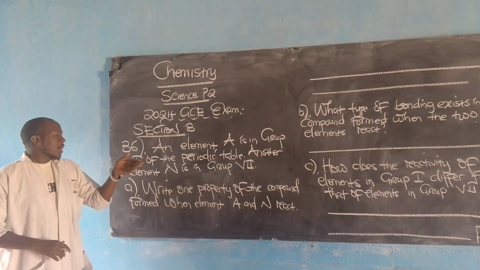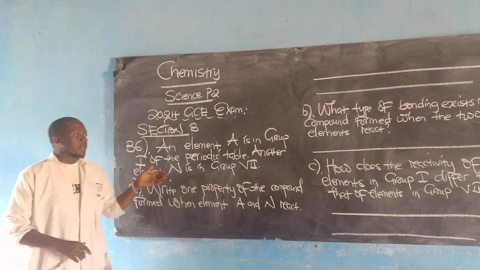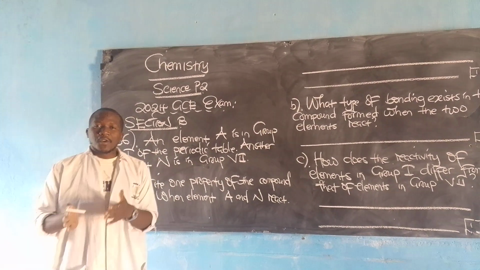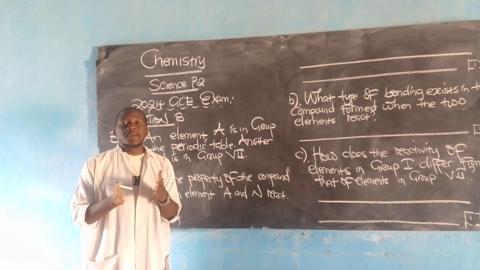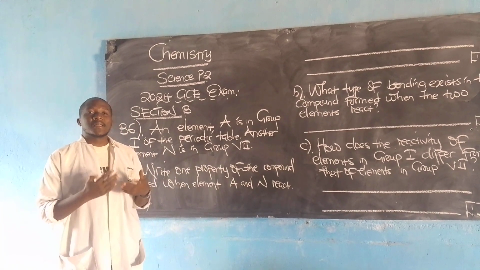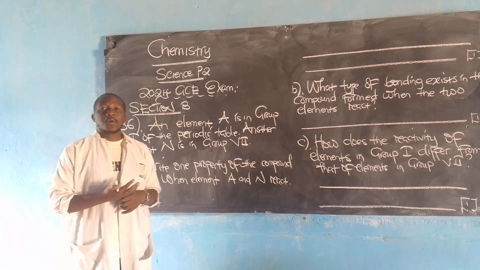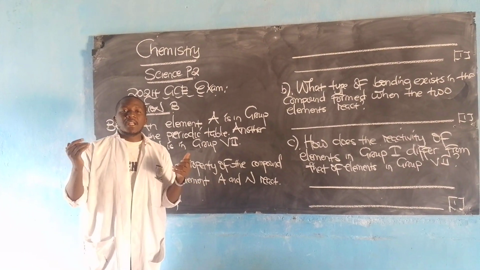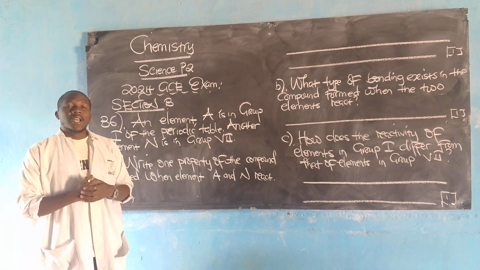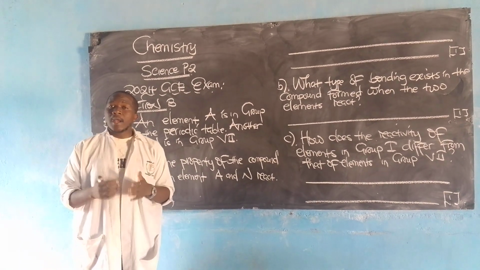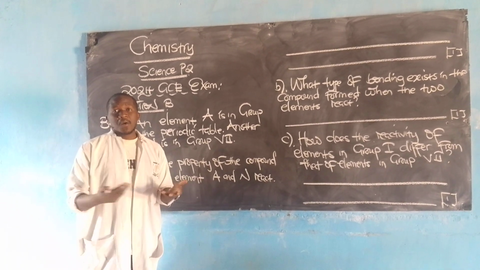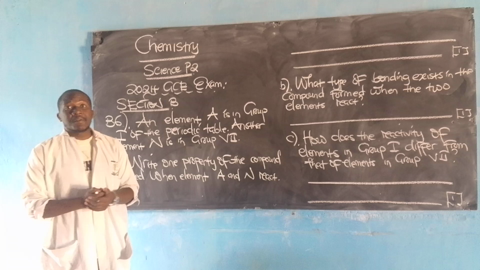the periodic table. Another element N is in group 7. When we talk about group 1 elements, we're talking about elements that are said to be alkali in nature. That so much means these are elements that are soft and can easily be cut with a knife. Properties for elements in group 1 include having one electron in their last shell and also reacting by losing electrons. Then they also have a high conductivity when it comes to electric current.